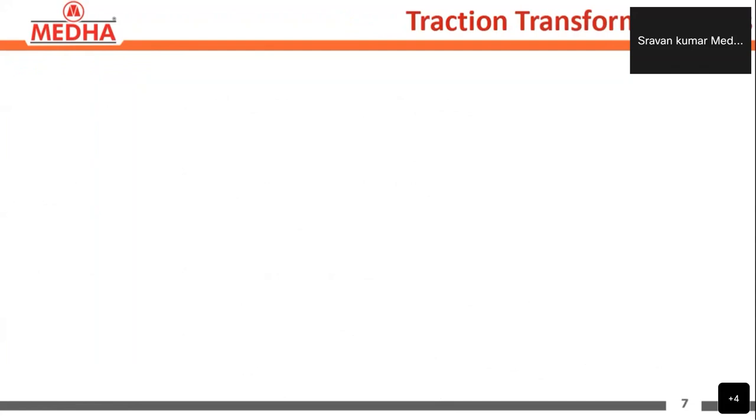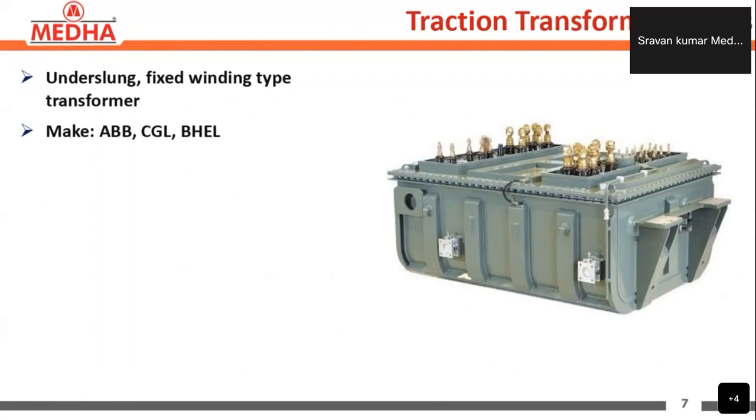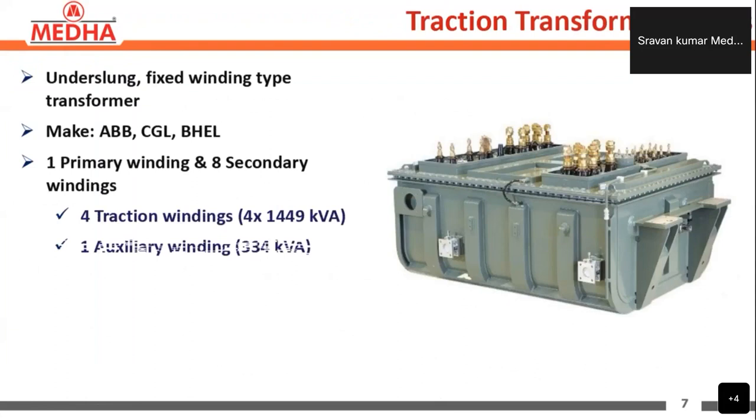So next we would see the transformer. This is a traction transformer. It is an underslung fixed winding type transformer. The makes of these transformers are ABB, CGL and BHEL. In this, we have one primary winding and 8 secondary windings.